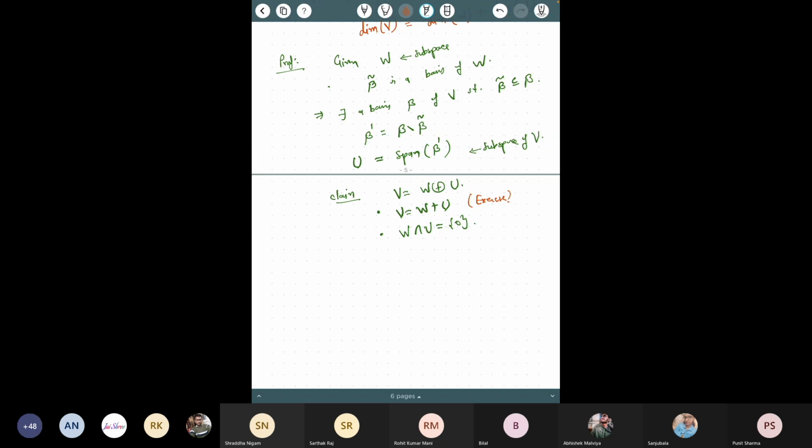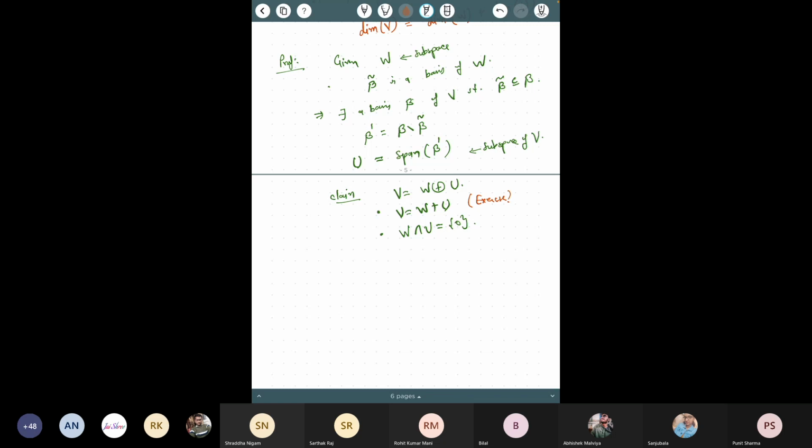Since you have to show this, you take any vector in this vector space V, and then this vector can be written as a linear combination of the basis vectors B, because B is a basis. Some of these vectors are coming from B tilde, and some are coming from B dash, because B is the union of these two. Therefore you can write this vector as a sum of two vectors, where one is coming from W and one is coming from U. So that way you can write it.